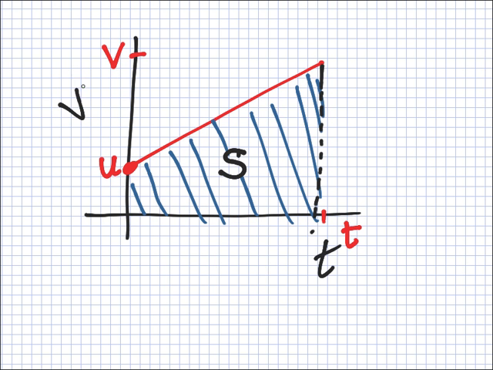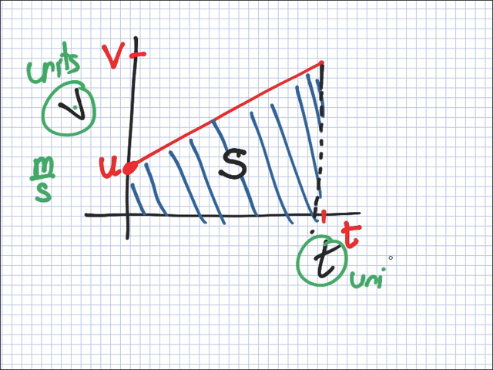So why? Look here. What's the unit here for velocity? That's meters per second. And what's the unit for time? Seconds. So if this is meters per second and this is seconds, then the area is meters per second times seconds. So the unit here is meter. So it must be S.